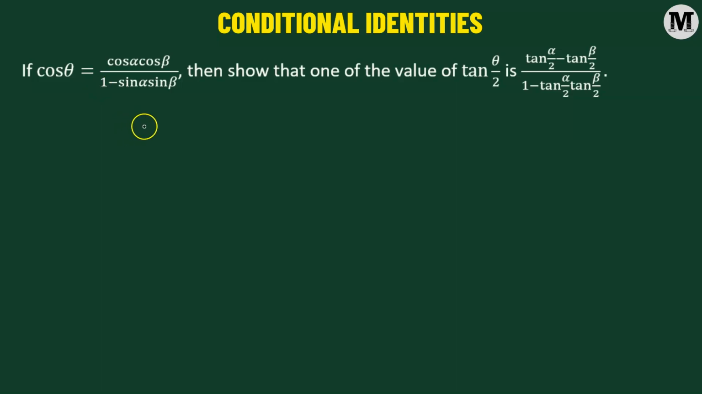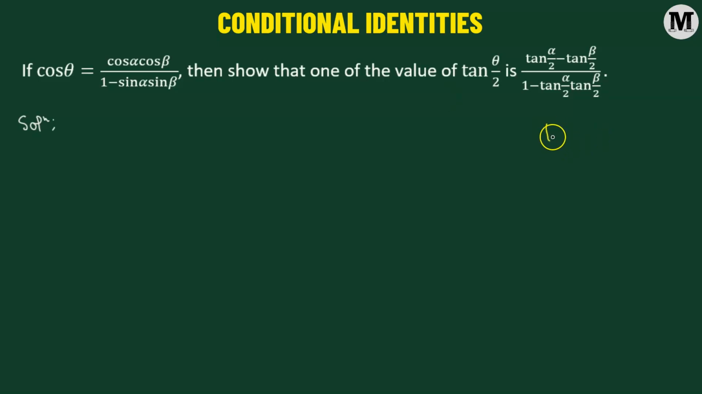So in this problem, we are given the value of cosine theta. That's cosine alpha times cosine beta divided by 1 minus sine alpha times sine beta. We need to show that one of the values of tangent of theta over 2 is given by this particular expression. Let us begin. Now to solve this problem, we're going to use an identity.